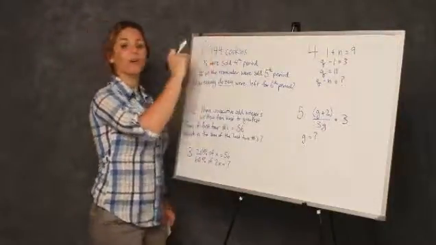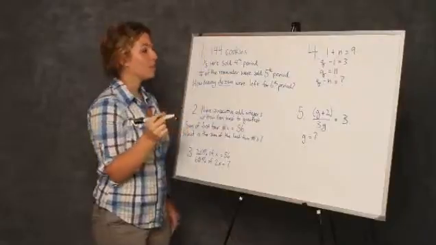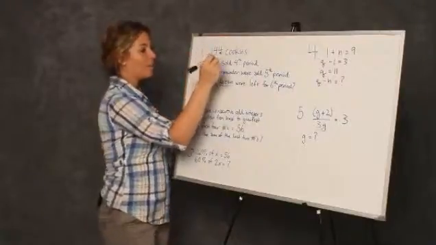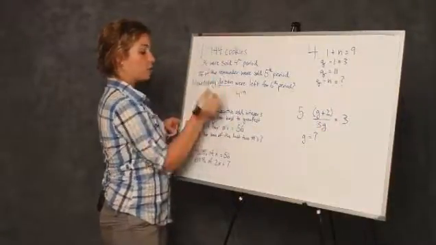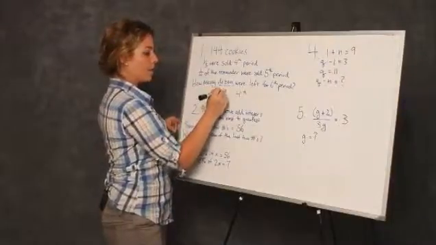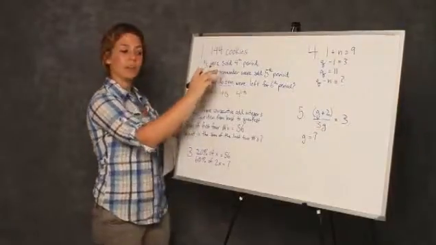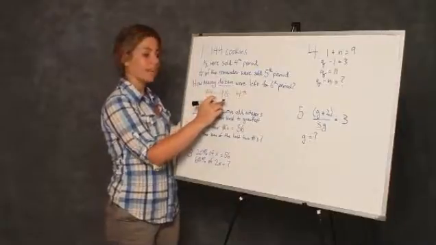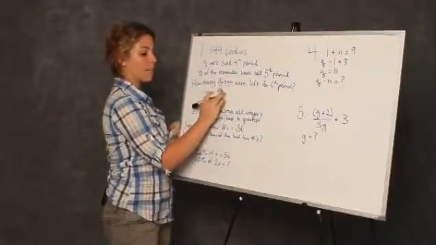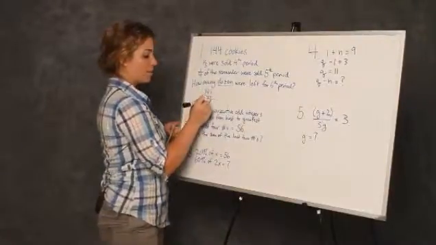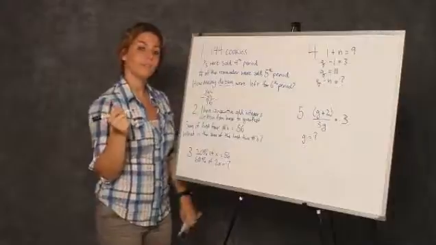So if we start out with 144, if we then do 1/3 of 144, that means that we sold 48 cookies for our 4th period. So if we started off with 144, and then in 4th period, we sold 1/3, which is 48 cookies, that means that we're left with 144 minus 48. So if we subtract those, we end up with 96 cookies to start off 5th period.